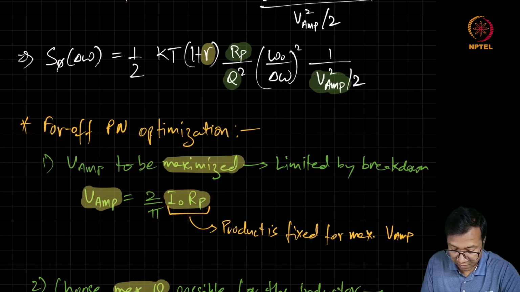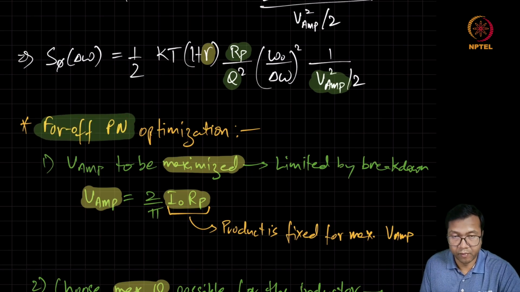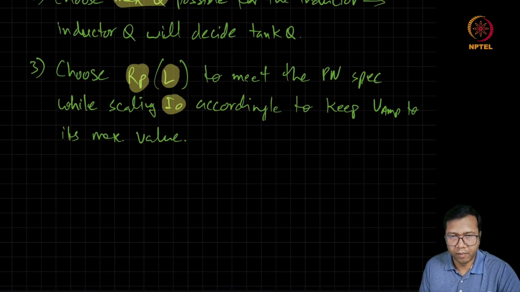This kind of optimization we can use for far off phase noise, as the phase noise is mainly dominated by the thermal noise of the tank and the cross-coupled pair. Here few points to note.